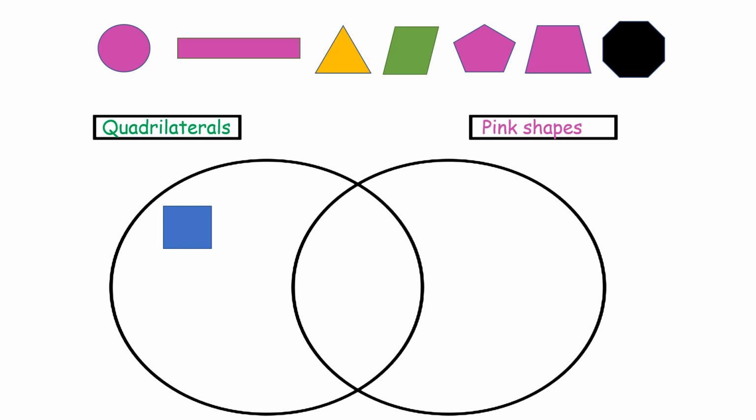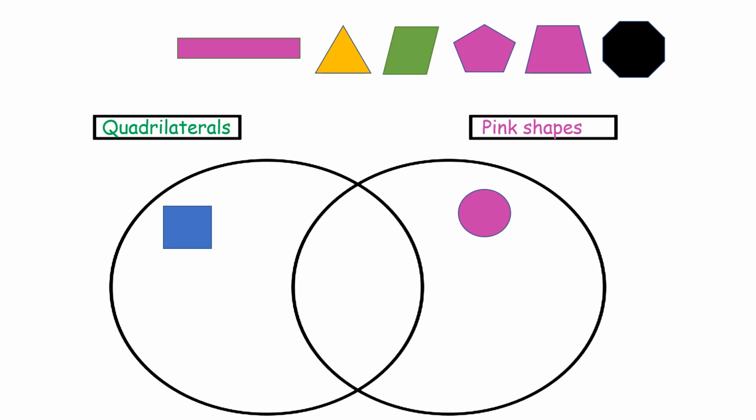Good, this square belongs in the quadrilaterals part of the Venn diagram. It's a quadrilateral, but it's not pink, so therefore it belongs there. Let's have a go at the next shape. We have a pink circle. Now, is a circle a quadrilateral? No, it's not. But is this a pink shape? Yes, it is. So it belongs over here.